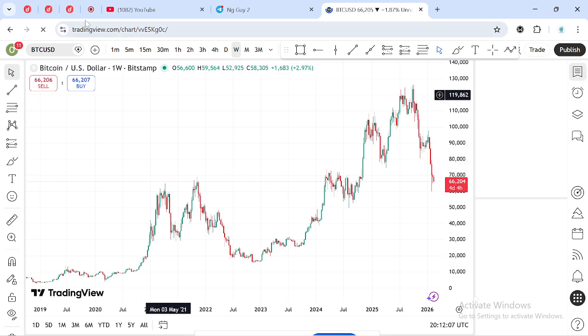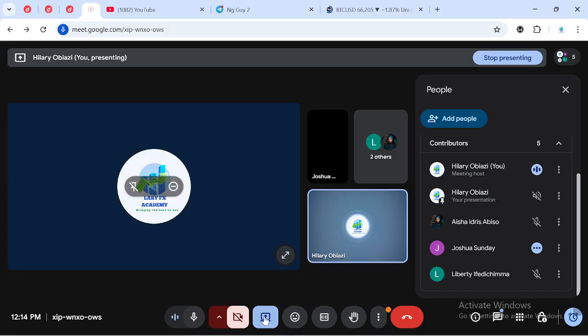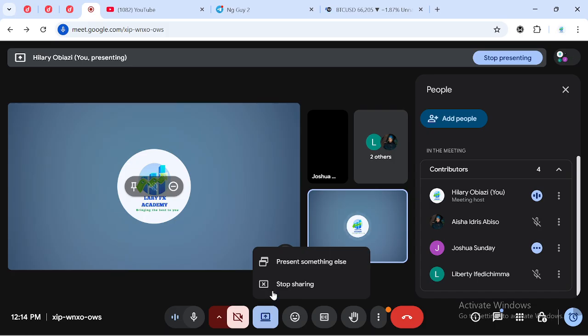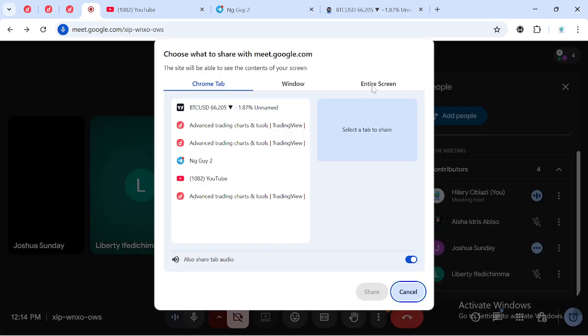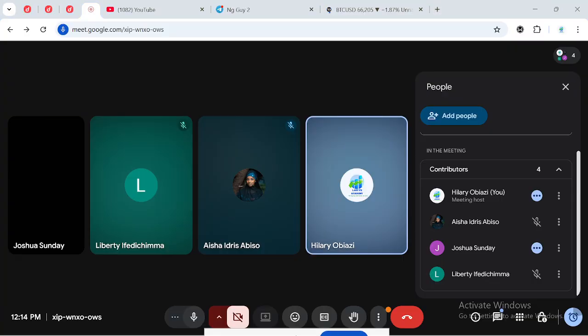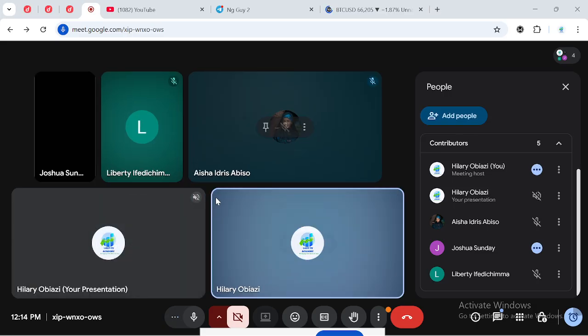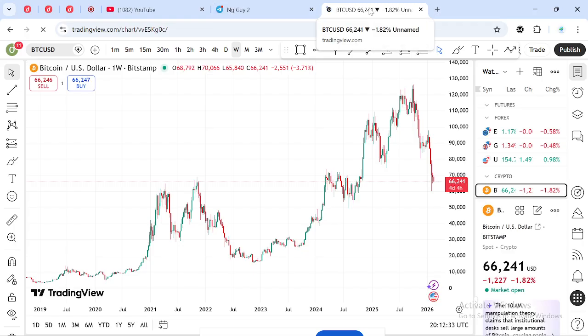Please, if you are not seeing my screen, let me stop it and share it again. Everyone is supposed to see my screen. Let me share it again. It will be either network from one side or not. So I just started sharing the screen again so you can all see my screen. Then I'm still running this one.